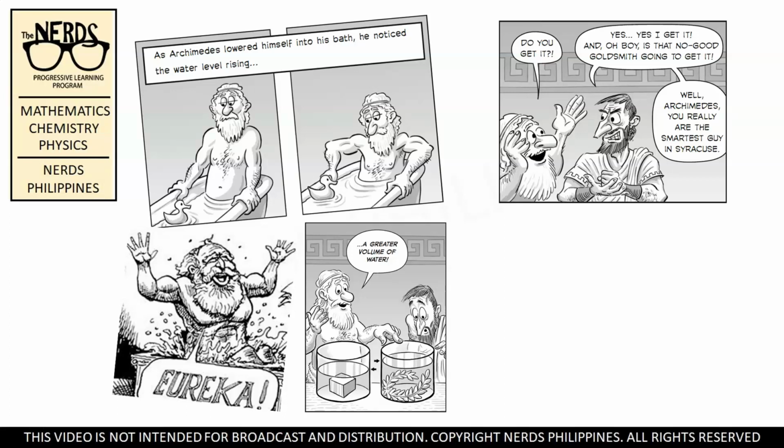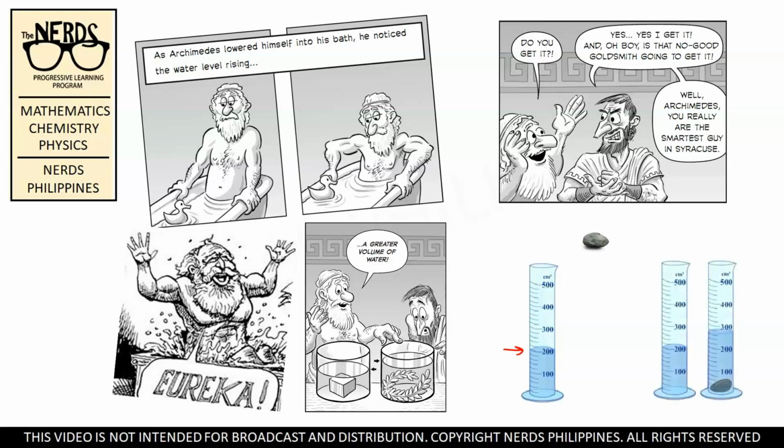So right now, we can also use the same thing in calculating volume. For example, we want to measure the volume of a particular stone. We can put this in a graduated cylinder with a definite amount of water. And then we will see that when we put the stone inside, there will be a rise in volume. And this increase in volume is the volume of the stone that we are looking for.